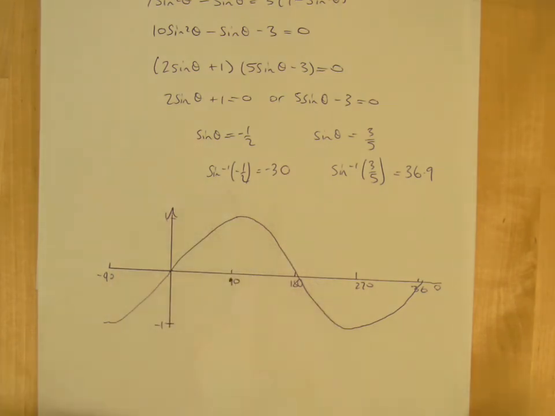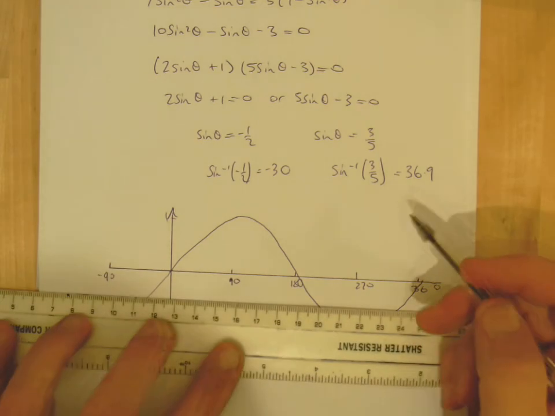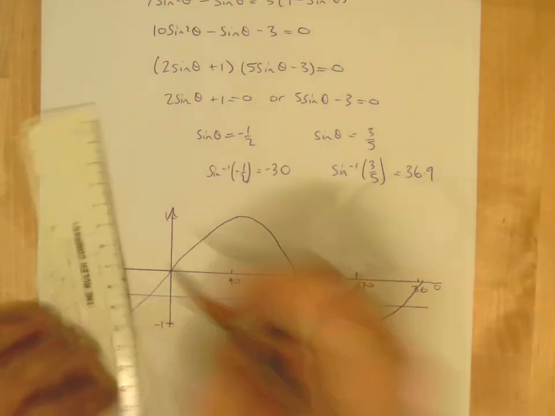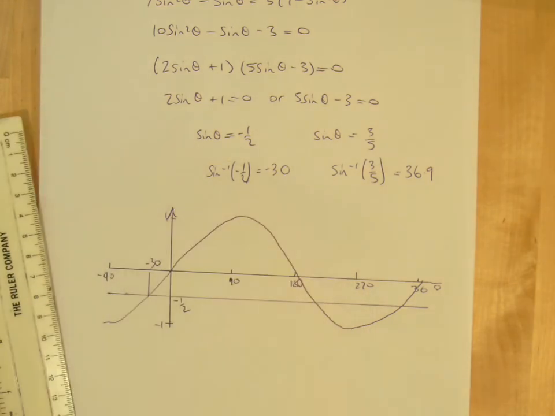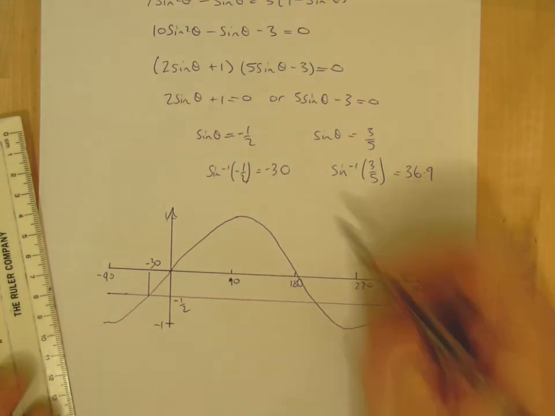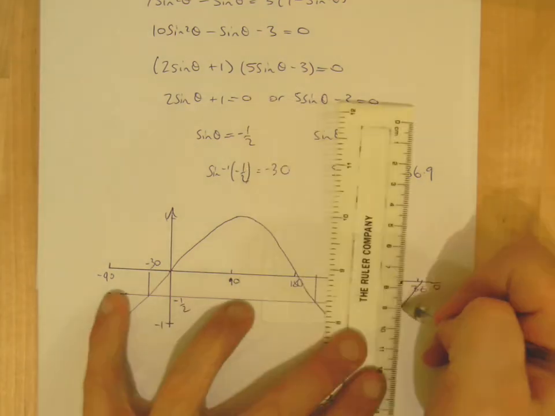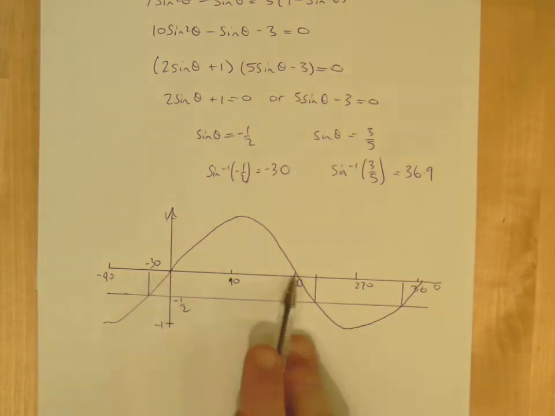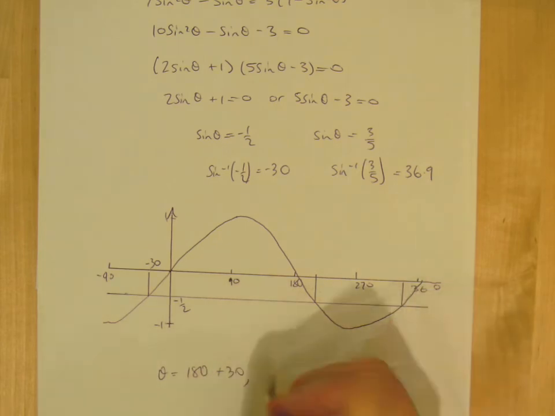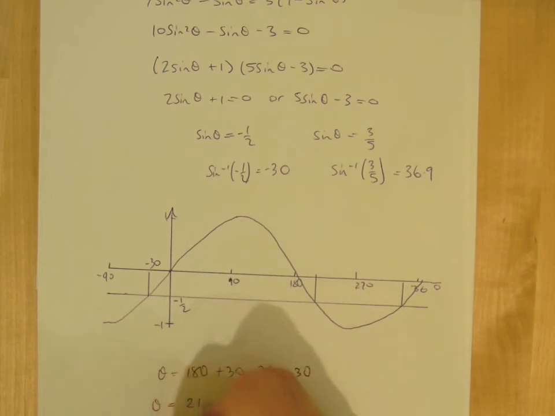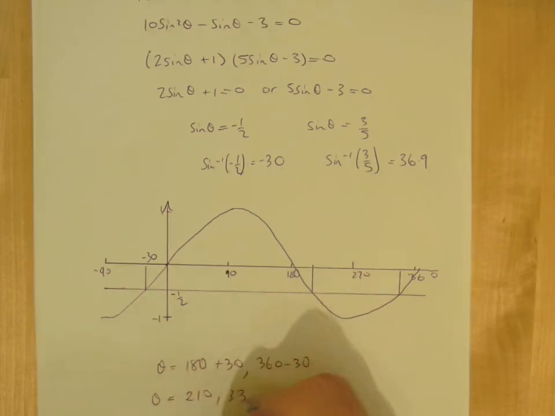So what is equal to minus a half? Well, minus a half is about there. There's your minus 30 degrees. That result we won't include, because remember it said in the question it's got to be between 0 and 360, but we will use it to help us work out what these are. If there's 30 across there, it'll be 30 across here, so theta will be 180 plus 30, and there it'll be 360 minus 30. So theta will be 210 or 330.